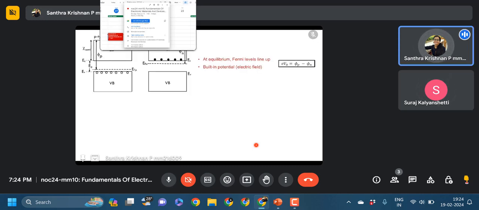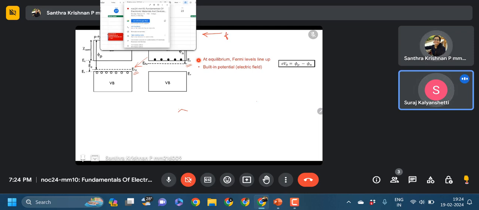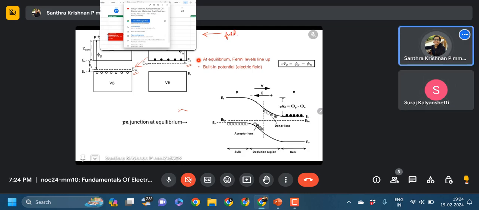So this is basically before the junction forms, right? The P Fermi level will be here, the N Fermi level will be here. More electrons are there, so electrons move from here to here, hence positive potential here, negative potential here. So the field will be in this direction, correct? And what happens is the bands will bend up in the direction of the field, right? So finally, what happens.